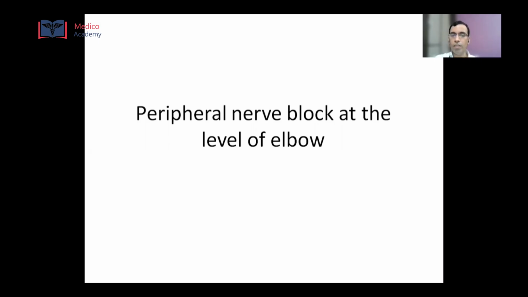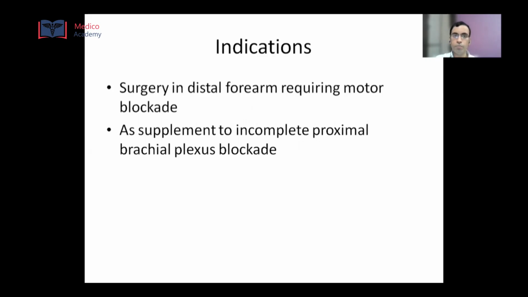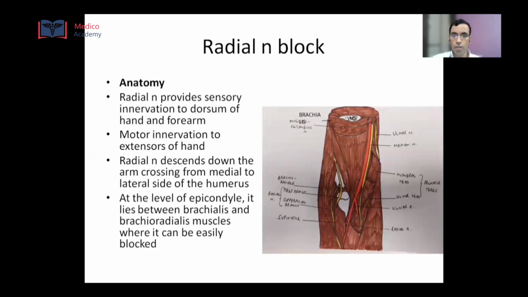Now coming to the peripheral nerve blocks at the level of elbow. The indications of giving the nerve blocks at the level of elbow include surgery in the distal forearm that requires the motor blockade. It can also be used to supplement incomplete proximal brachial plexus blockade. Now we'll start with the relevant anatomy.